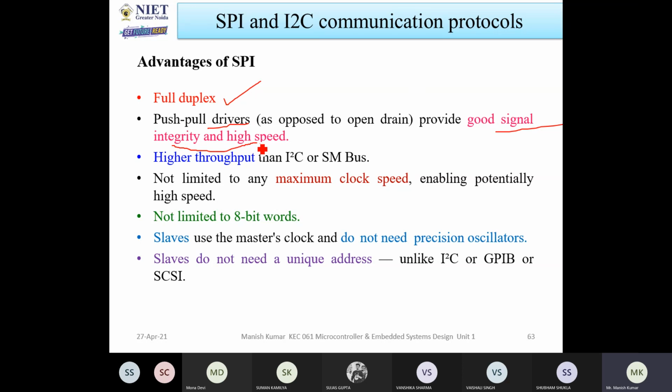Next is higher throughput than I2C or SM bus. Higher throughput means, what is the meaning of throughput? Throughput is how much data can be transferred from one location to another in a given amount of time. Throughput decides how much data you are able to transfer in a fixed amount of time. So this is a higher throughput than I2C or SM bus. I2C I will discuss in the next class.